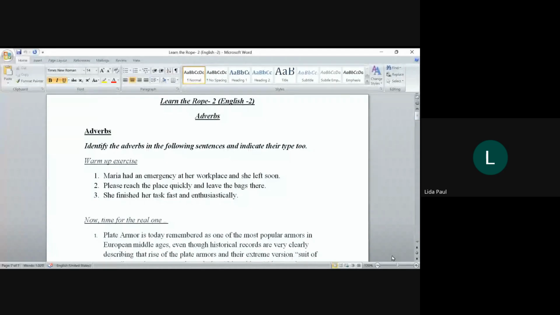Okay, so I'll share the screen with you and we'll wait so that we can discuss a little bit about the adverbs and then maybe we can start solving the worksheet. The screen's visible to you, all right? Yes, ma'am. Yes, no? Yes, ma'am. Okay. All right.